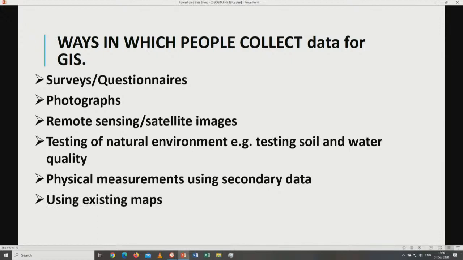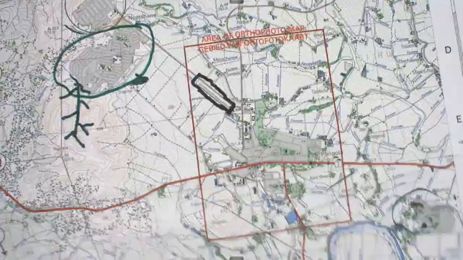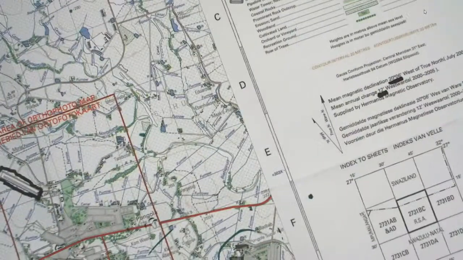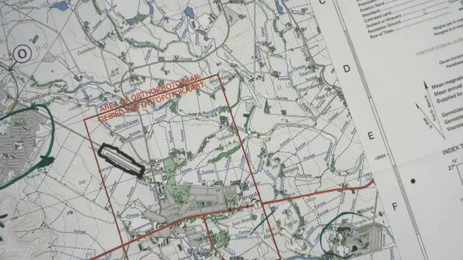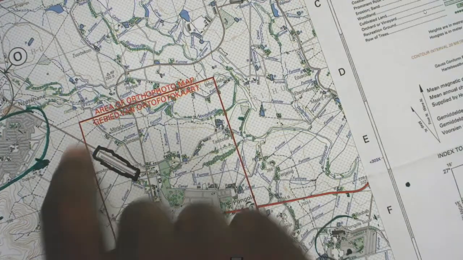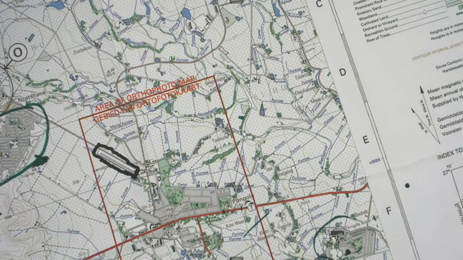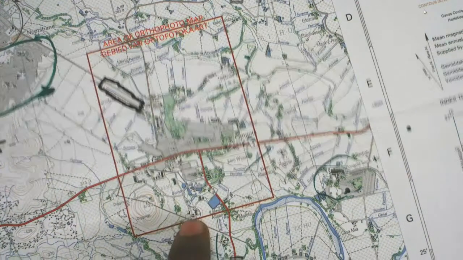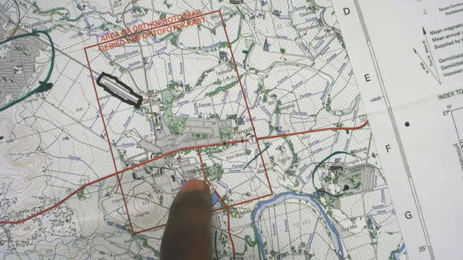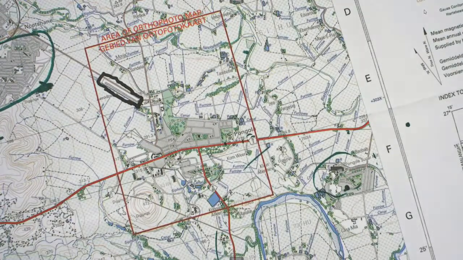We also use existing maps. Like right now, I have an existing map: the orthophoto and the topographical map. These are existing maps, but they also form part of the way we collect data. Right now, if I were to do GIS, the question could be: how much area is covered by the town of Pongola? I already have this data, I can get it here. I get that information here. So that's how I'm collecting the information from this map, of how much land is covered. Okay.